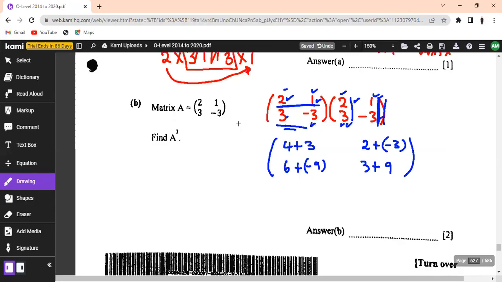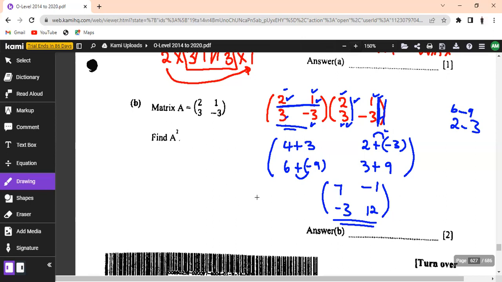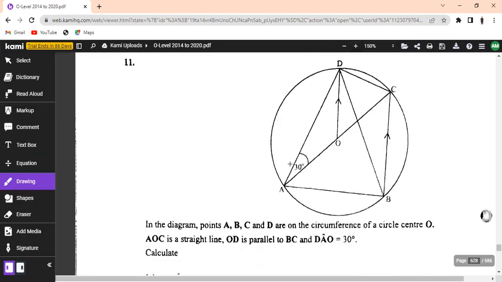So always when you're dealing with matrices, you will just see that it's a matter of addition. Those directed numbers, you're supposed to know them. 4 plus 3 is 7. 2 plus minus 3 gives us a minus, so 2 minus 3 is minus 1. 6 plus minus 9 is 6 minus 9, which gives us minus 3. 3 plus 9 is 12. So this is what you're going to have at the end as your matrix. That was the answer for this concept. As you can see, guys, matrices is all about the language and knowing how to do your matrix multiplication and so forth. That's what was important in this case.